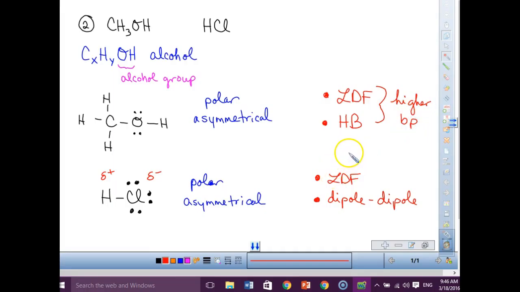Okay, and that backs up with what we see in nature. Methanol exists as a liquid. Hydrogen chloride is a gas, unless it's bubbled through a liquid and then it dissolves and becomes hydrochloric acid.